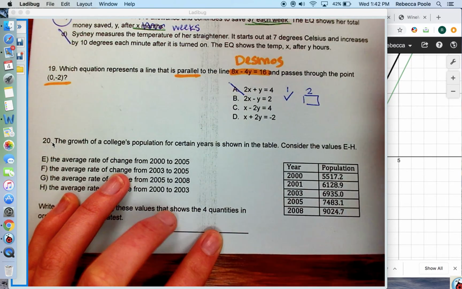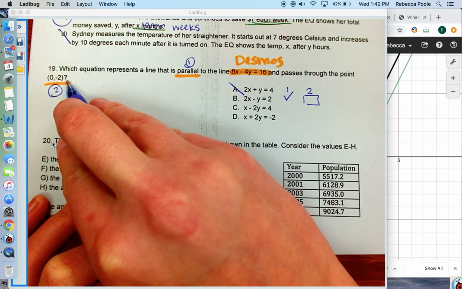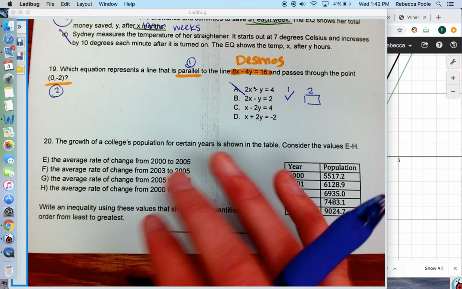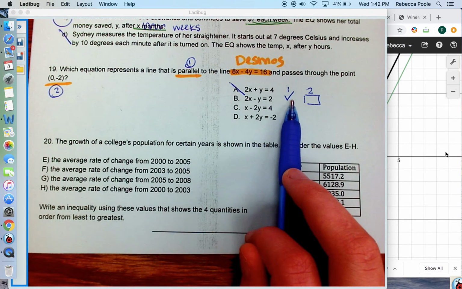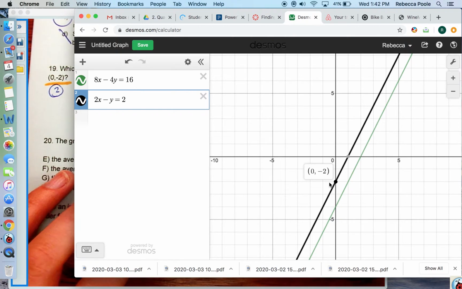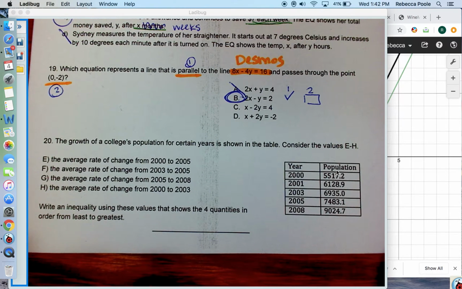Now we got to check to see, does it go through the point 0, -2? So let's go look at that black line. Okay, at 0 the y value is at -2. So does everybody see this right here, that it does go through 0, -2? Right there, okay? So this second option right here is parallel to the first one, and it goes through 0, -2. So your correct answer should be B. So again, using Desmos, if you know how to type your stuff in Desmos, this is going to be really helpful for this DCA, okay?